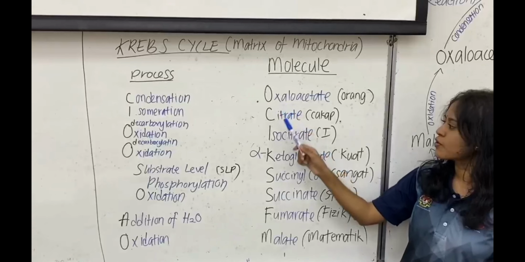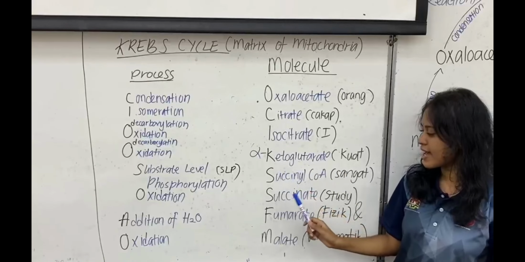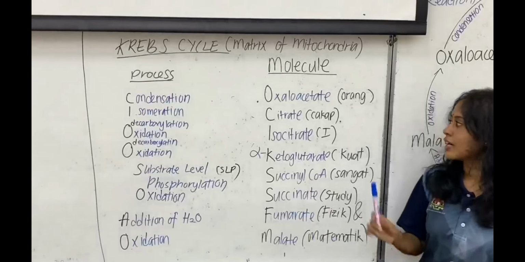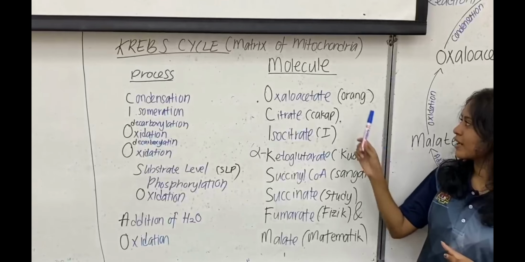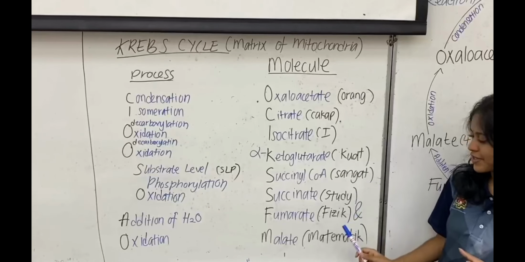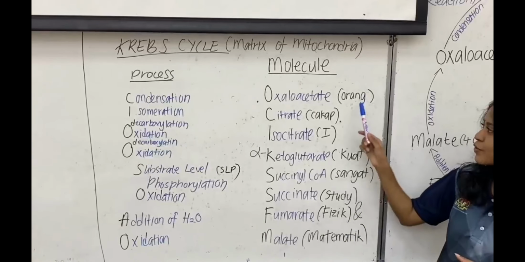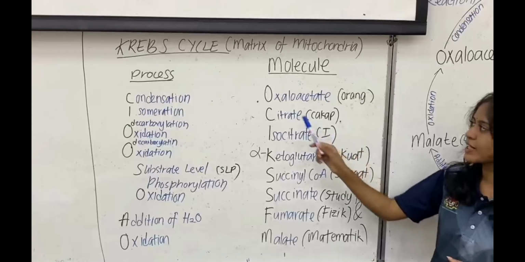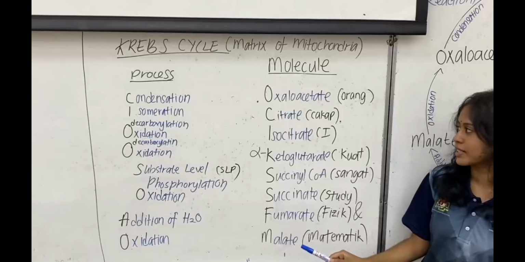So we have O, C, I, K, S, S, F, and M. Now, the acronym for this would be Orang Cakap, I Kuat Sangat Study Physics Mathematics. So when you memorize this, you can automatically relate to the molecules here.